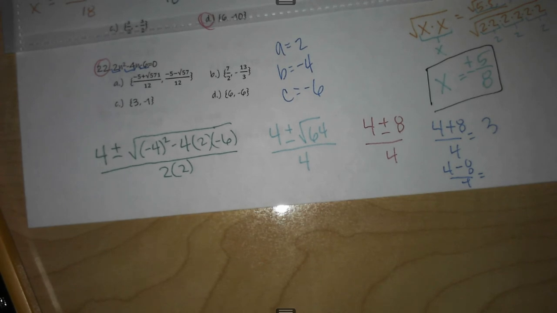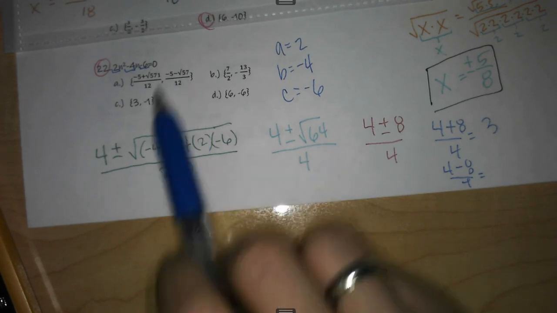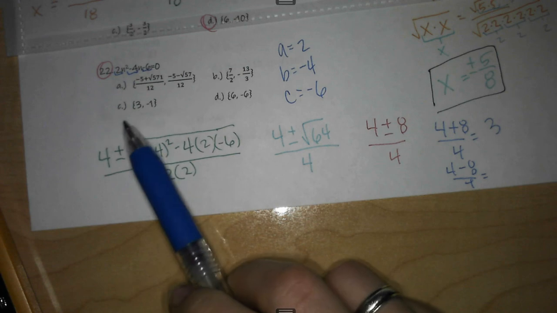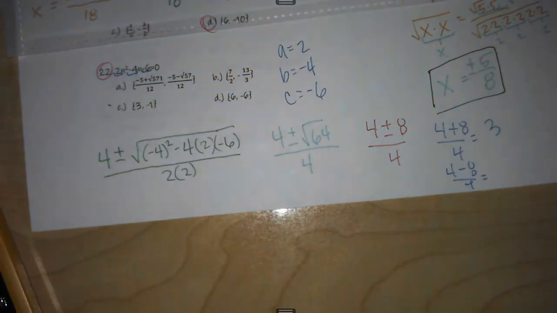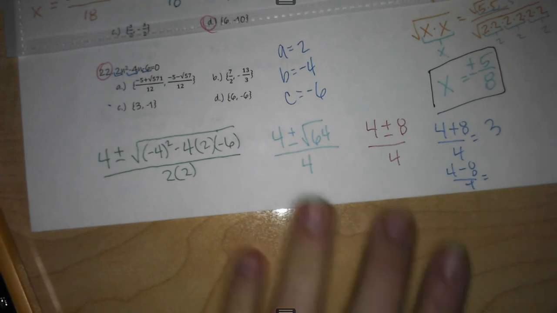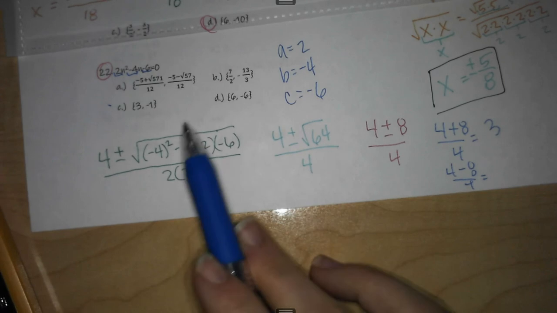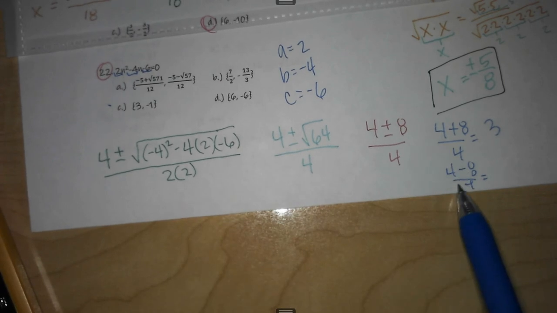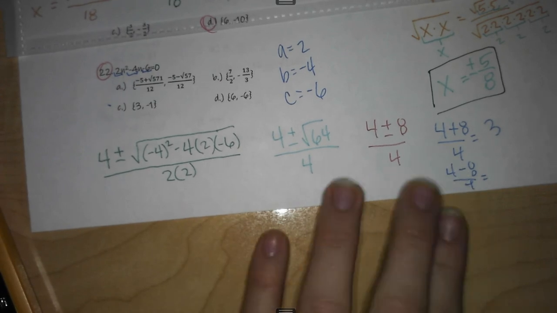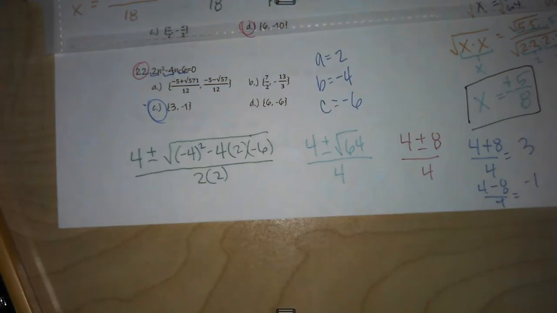And if I'm taking my test, I'm probably looking at my answer choices. And, well, there's only one with a 3, so that's probably the answer. Your answer choices are probably not going to be that obvious. So I have to keep going. 4 minus 8 divided by 4, that is negative 1. So C is my answer choice here.